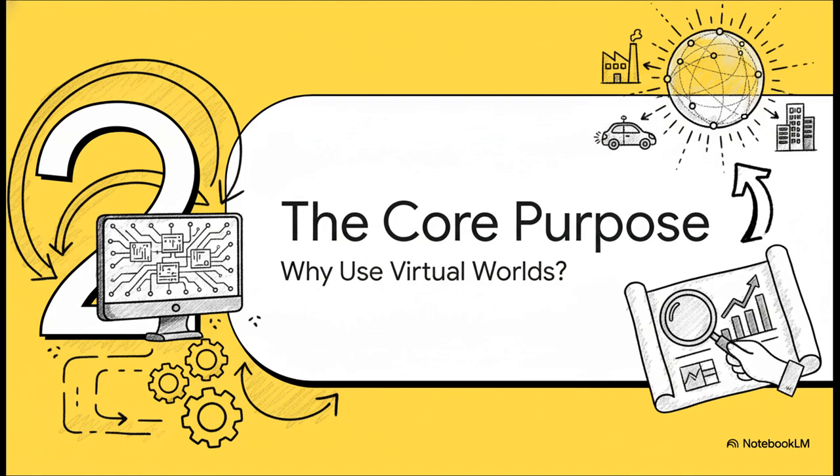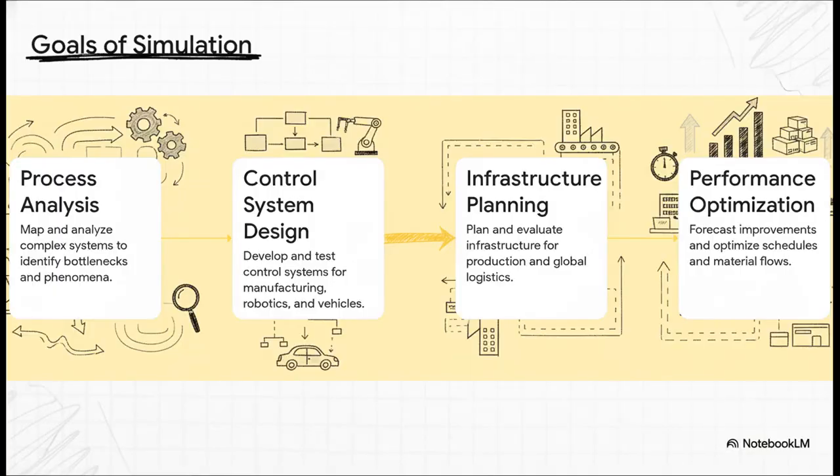Okay, so we know what it is, but why bother? Why go through all the trouble of building these complex virtual worlds? That's what we're digging into here in Section 2, the core purpose. Even though the uses for simulation are incredibly diverse, when you really look at the research, the main goal almost always boils down to one of these four things. You're either analyzing a process, designing a control system, planning out some infrastructure, or trying to optimize performance. That's pretty much the fundamental toolkit simulation gives you.